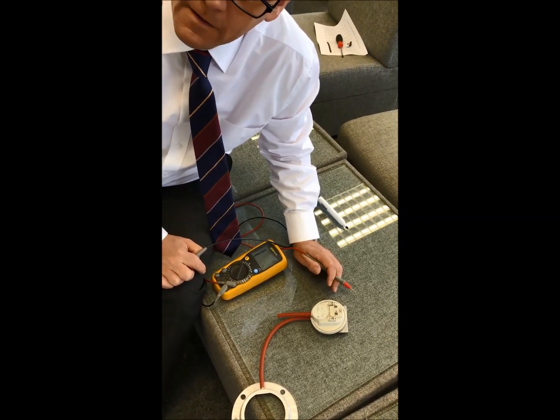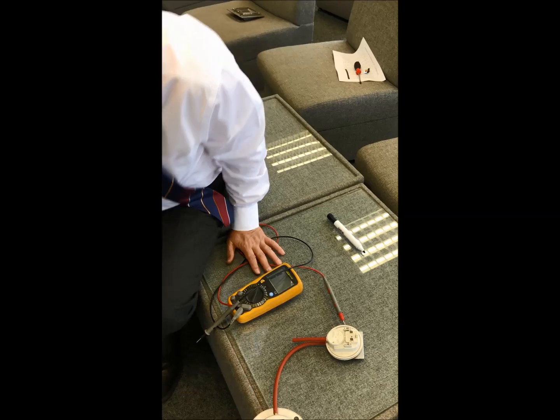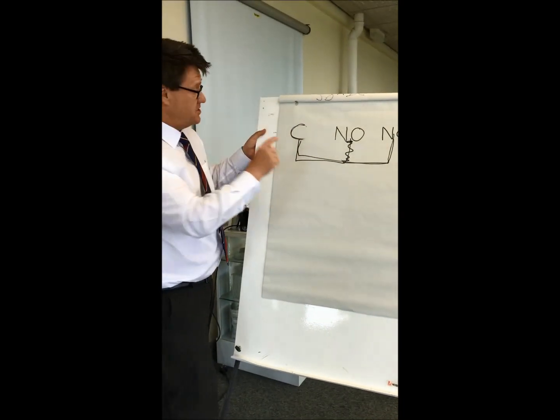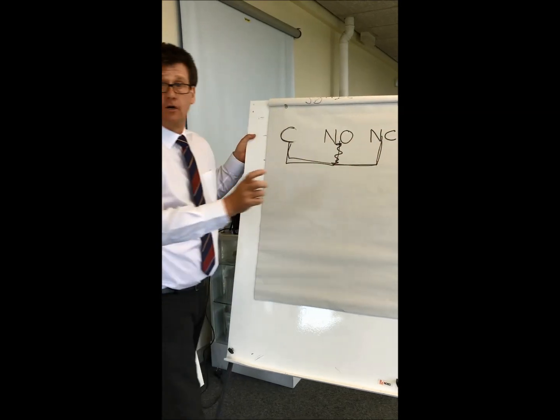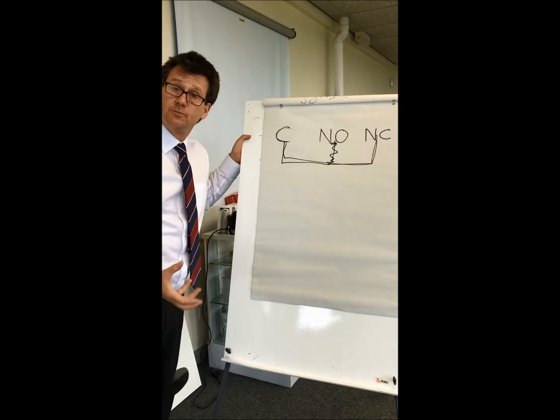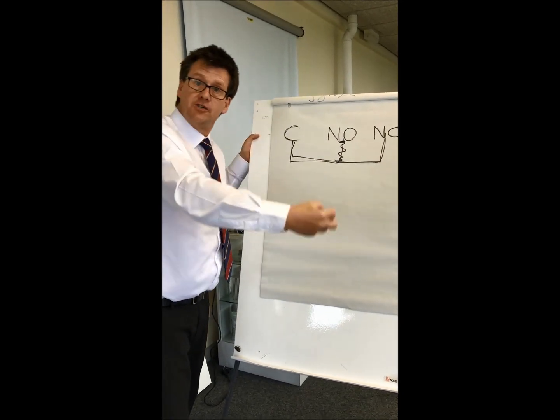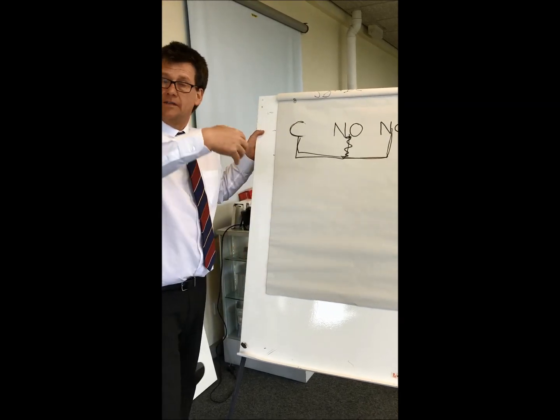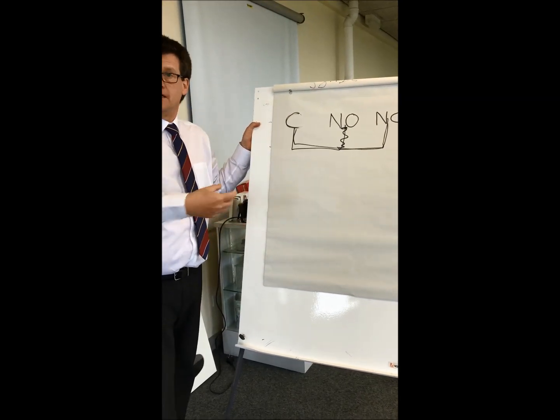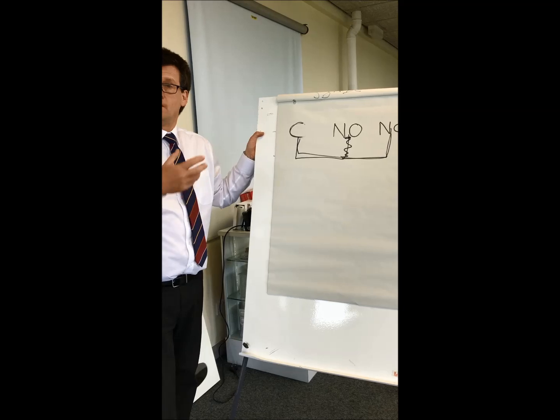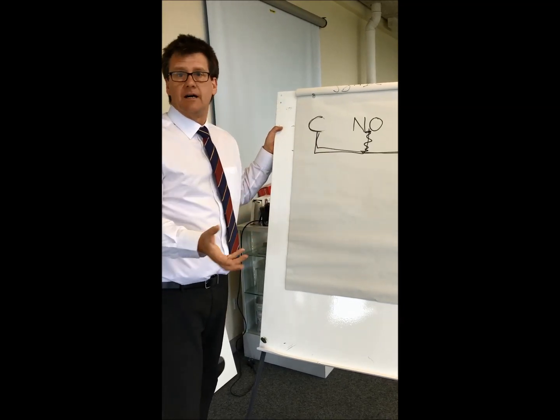Sling it. Okay? Right, so just to recap, the standard says we search between common and normally closed. When it sees we've got continuity between common and normally closed, the ignition process is allowed to continue. And the ignition process basically is fan. Okay? We're going to reiterate that as we move on.